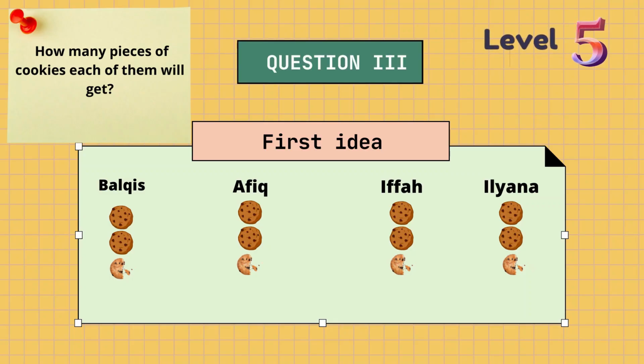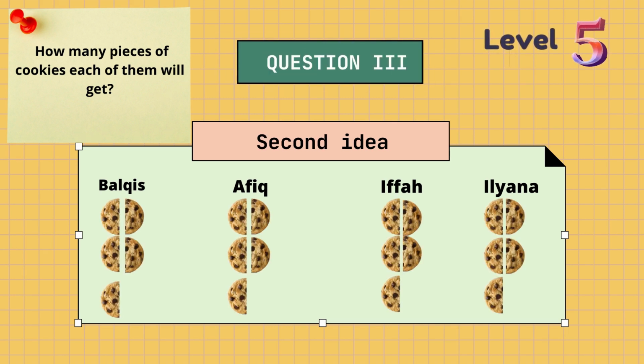Based on the situation, Hannah was able to provide 2 ideas. Here is the first one, where each of them gets 2.5 cookies. And this is the second, where each of them gets 5 parts of cookies.